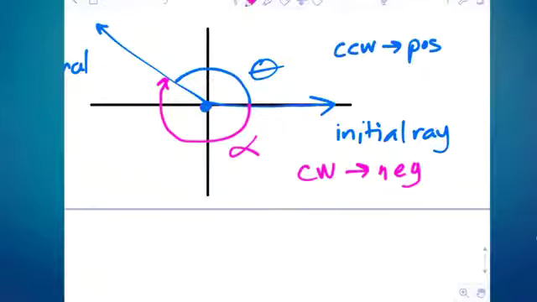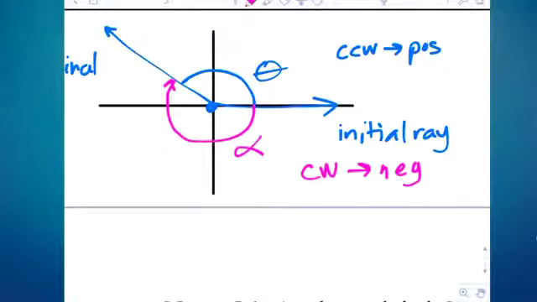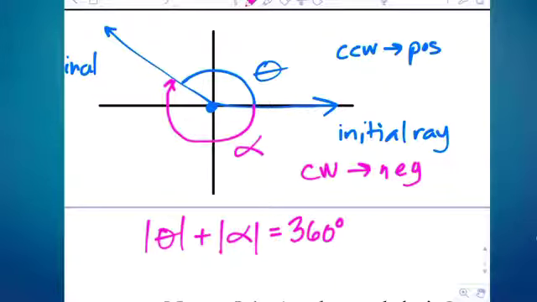Now, someone looked this up. Who was it? Was it Bridget? Did you look it up? If I look at the magnitude of theta, which is a positive number, so that's not going to change it, and then I add to it the magnitude of alpha, that should equal how many degrees? 360 degrees, because it makes one full rotation.